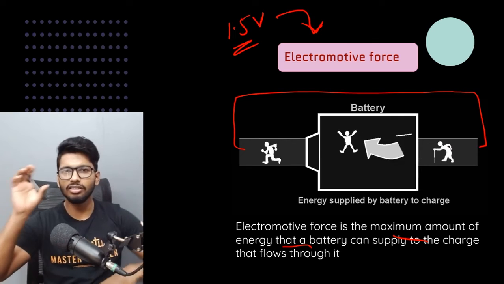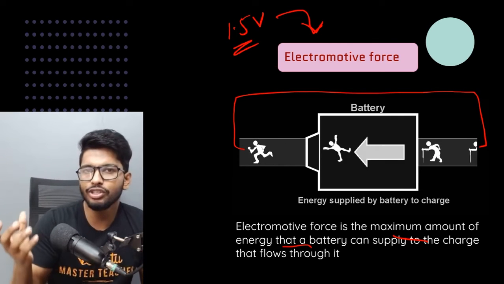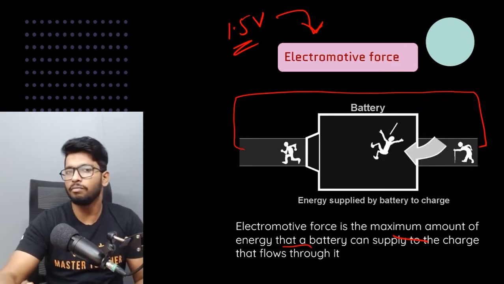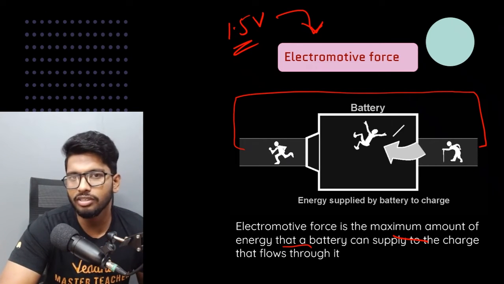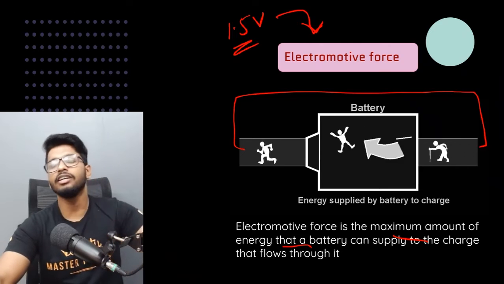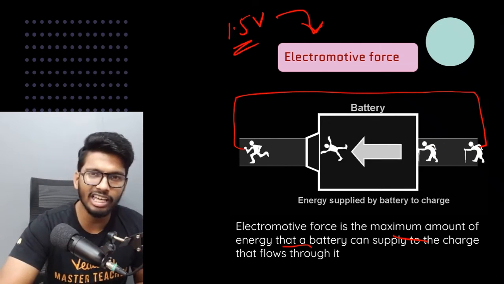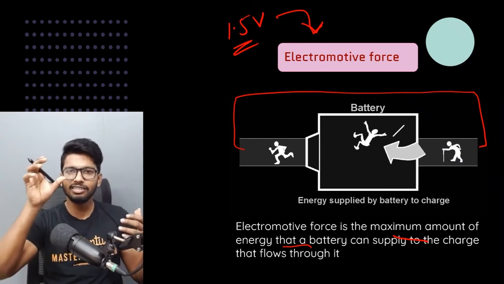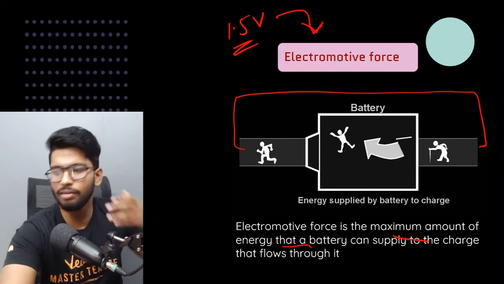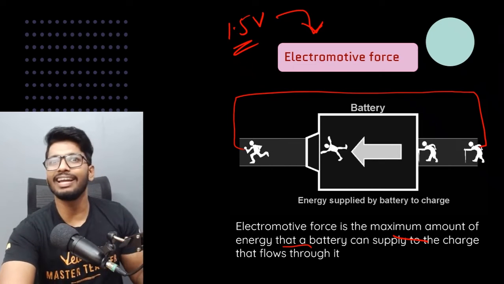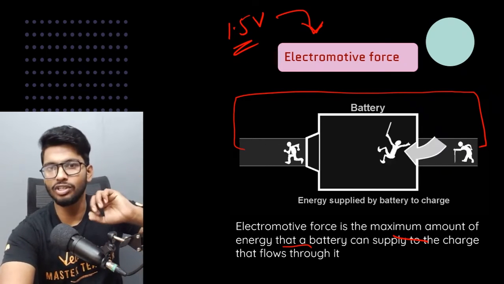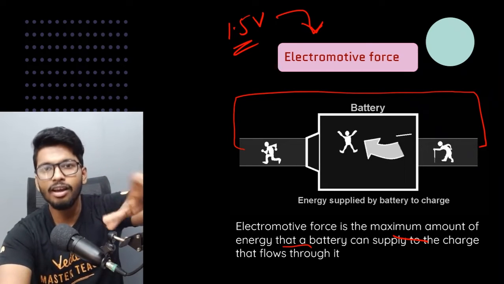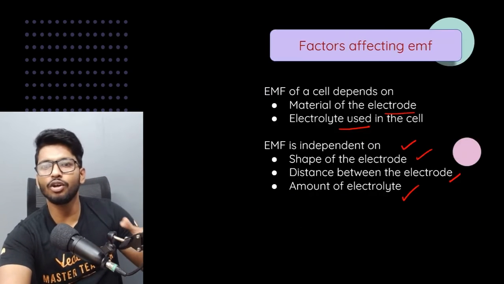EMF is nothing but the voltage that the battery is providing. The maximum voltage that the battery can provide is what is called the EMF. The maximum amount of energy that a battery can supply is what is called the EMF. That is the value of the battery before you turn on the switch. For example, if I talk about an AA battery, it tells you that the voltage is 1.5 volts. That is the EMF of the cell. That is what the company is telling that they'll provide. But because of certain factors, you're not getting so much.